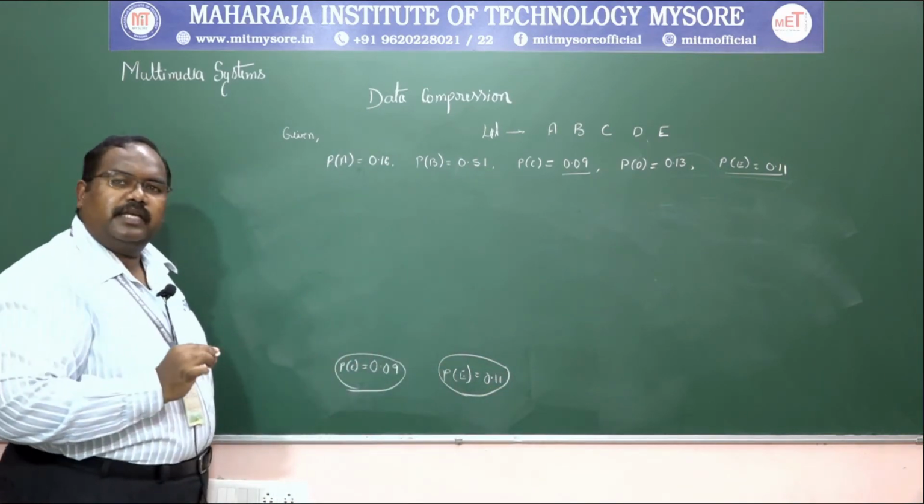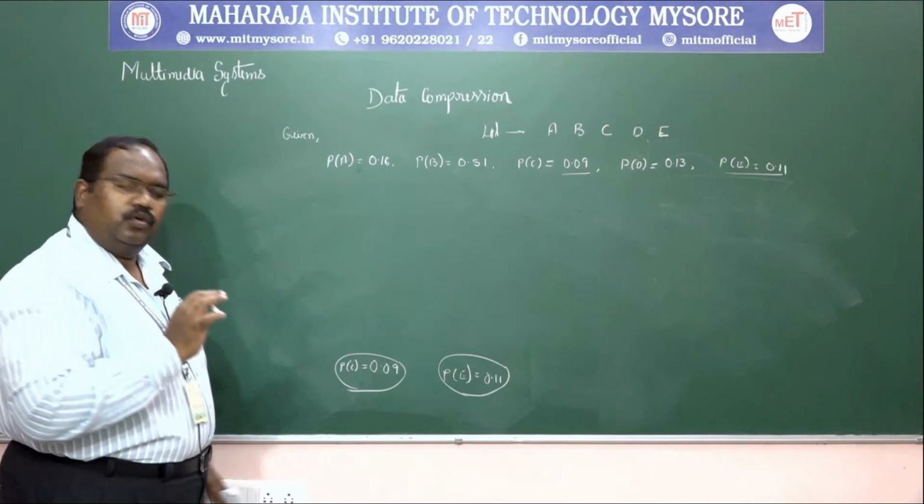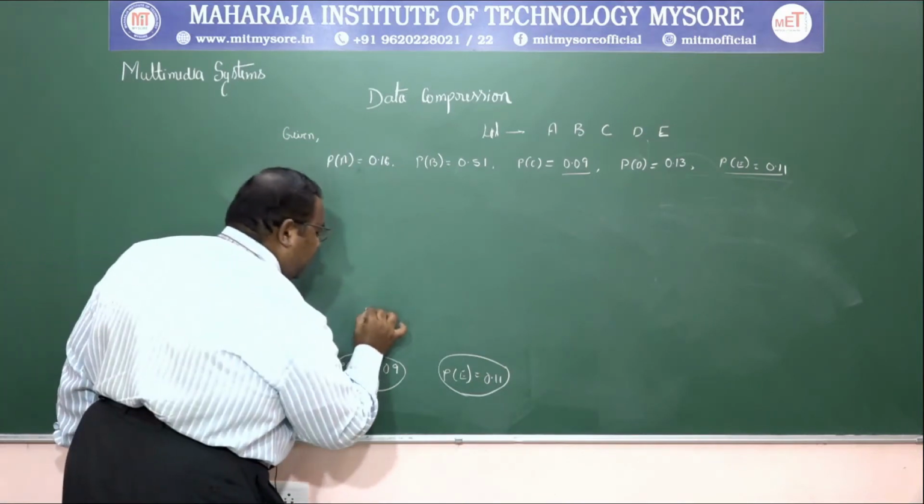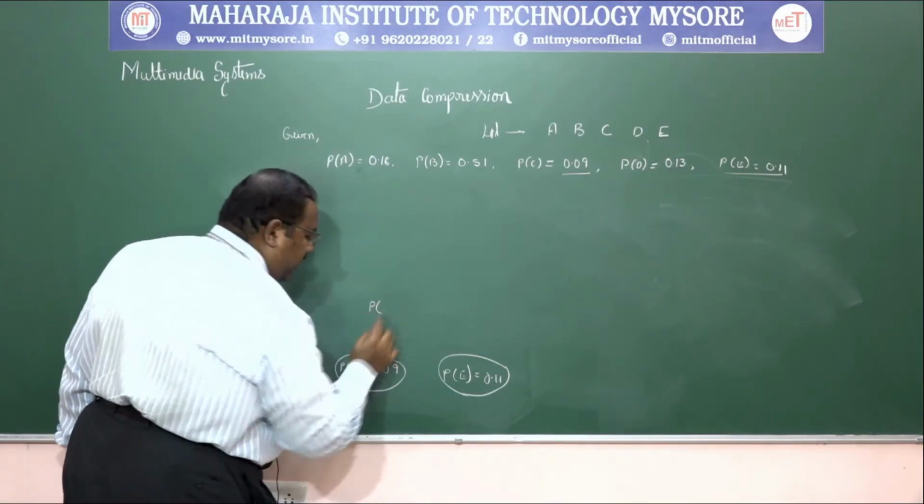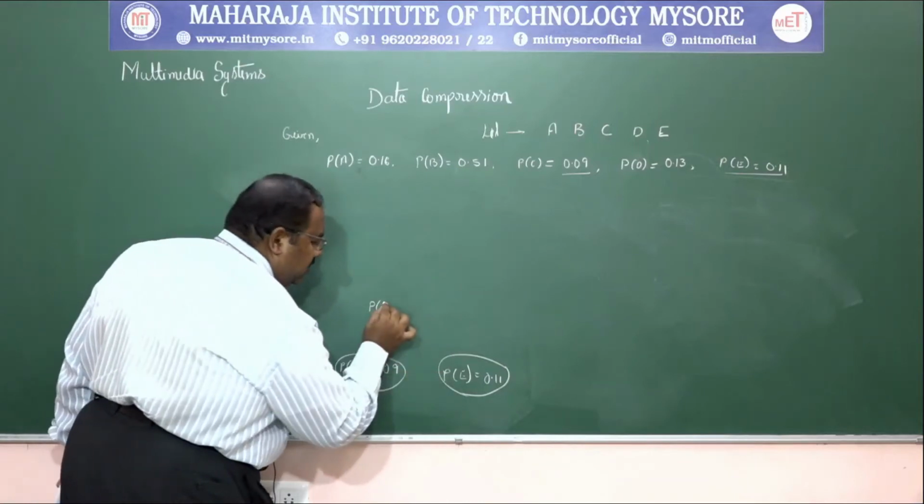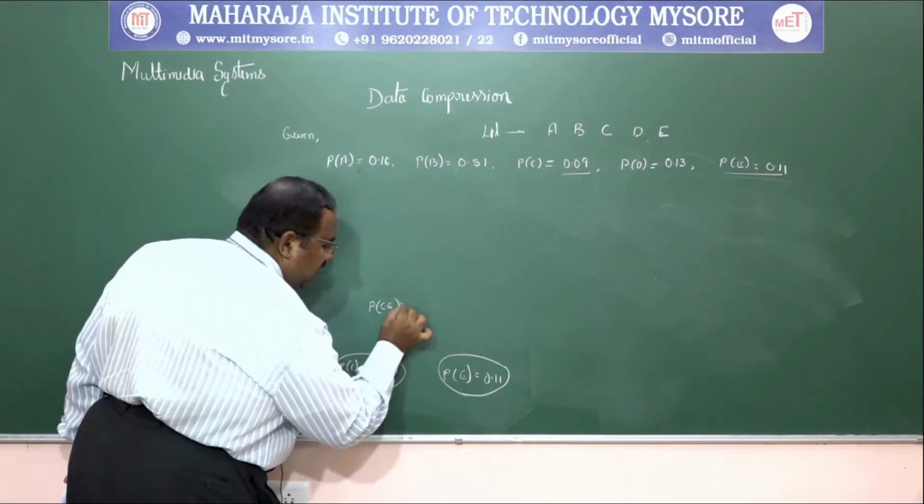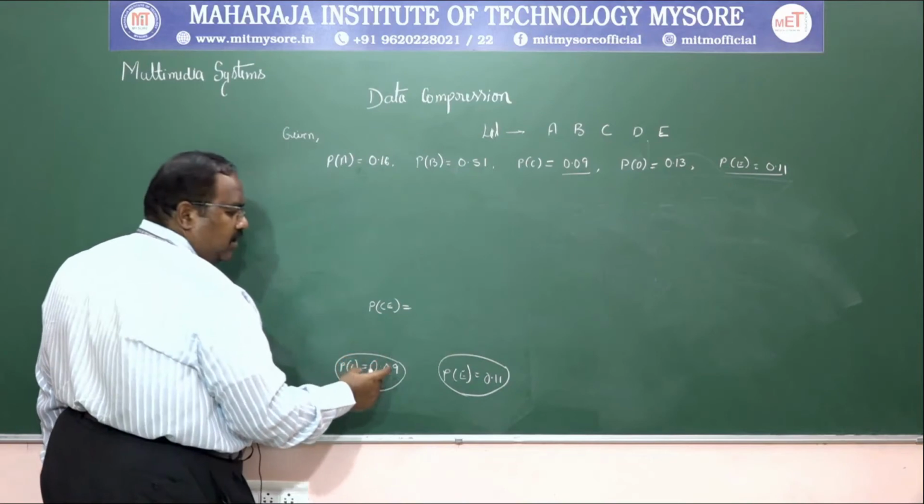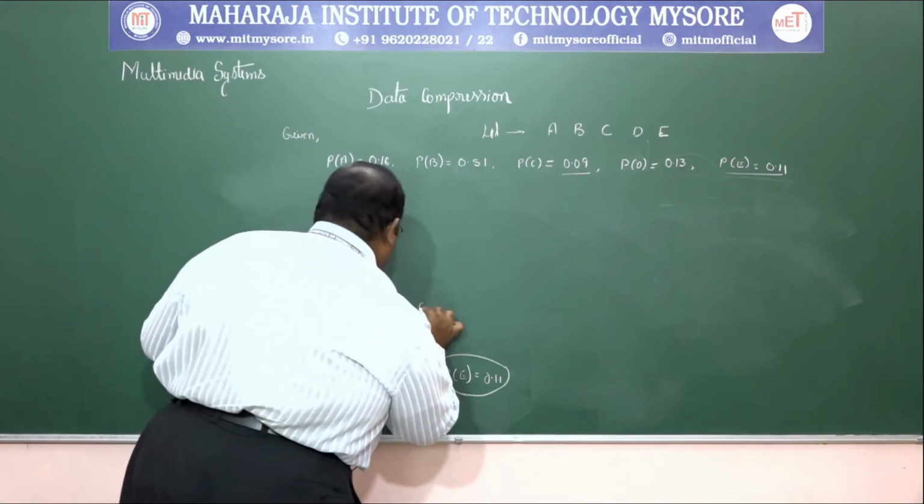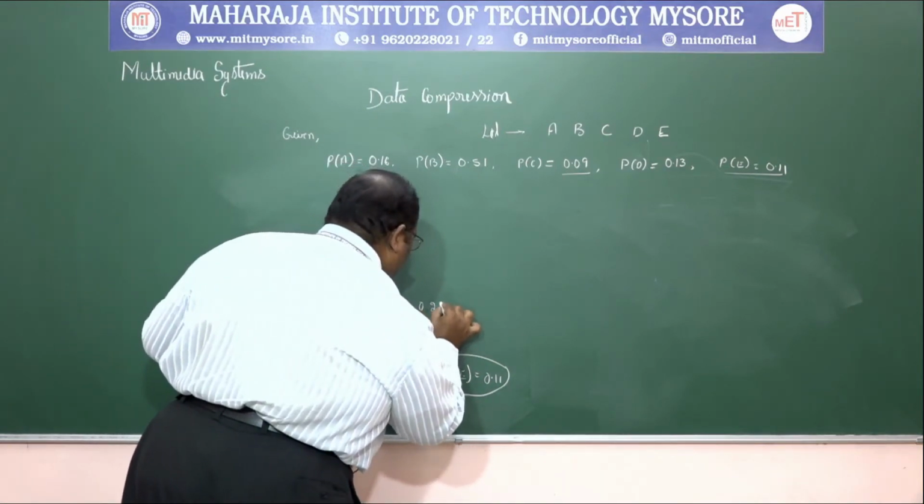What does the algorithm say? Combine those two nodes. So when we combine, we write it as probability of C and E. So we are combining it. C and E is equal to, we need to add. When we add these two, we get 0.20.